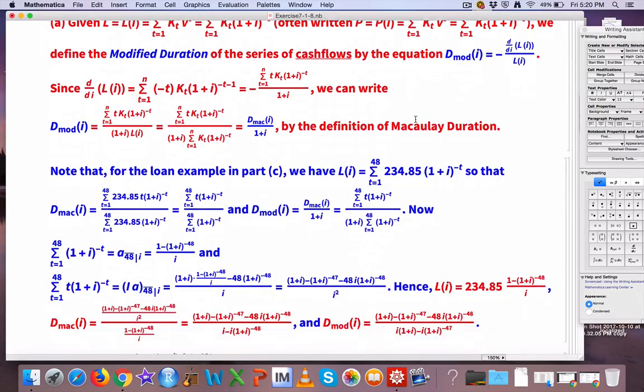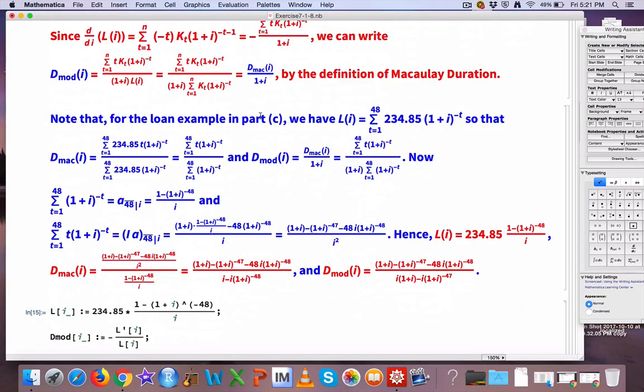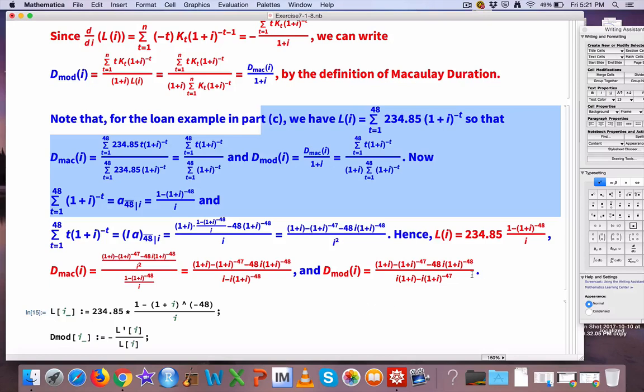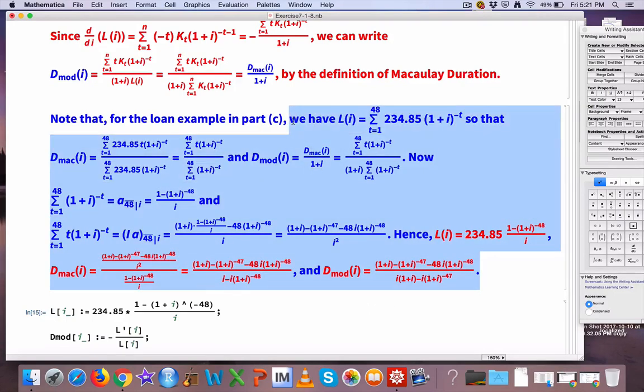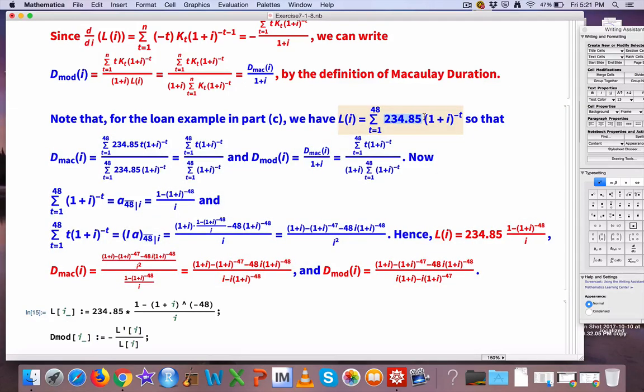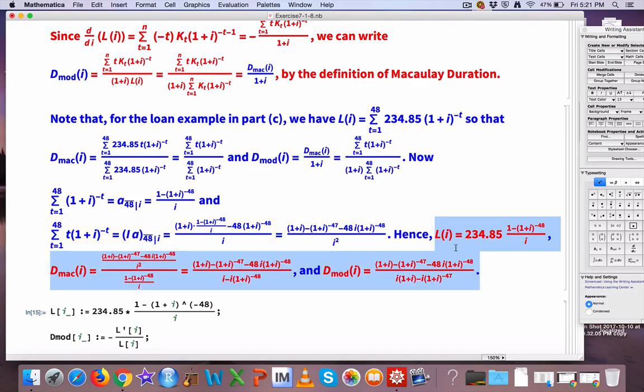Okay, so here are those calculations for the loan example that we're talking about. With the 48-month payback at the end of every month for 48 months, these $234.85. This is L of i. This is the Macaulay duration. This is the modified duration. And based on the formulas for your basic annuity immediate and basic increasing annuity immediate, you can simplify those formulas, and here they are.